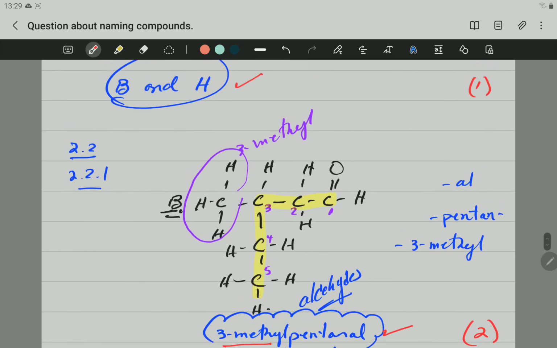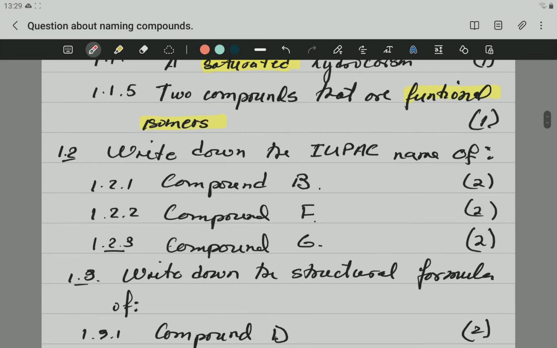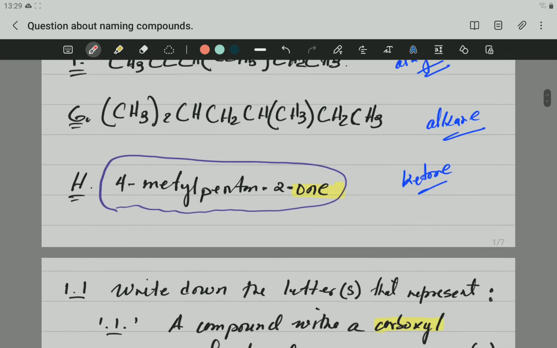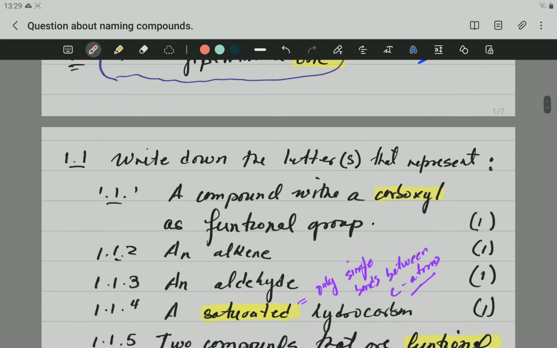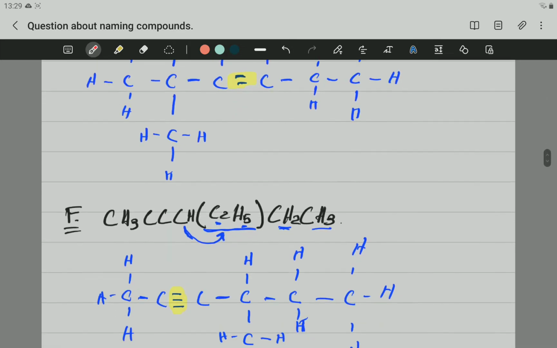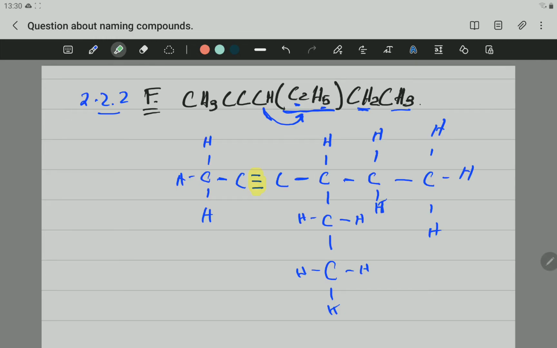Okay, let's go to question 2.2.2, compound F. Now we go here, compound F. Remember, we have the structural formula here somewhere, compound F is here. So we're going to use the structural formula to name compound F, okay? And this is an alkyne. Remember, we already identified the homologous series. All right, so here is compound F. We know the compound is going to end in -yne because it's an alkyne. Alright, that is the first one. There is the triple bond.